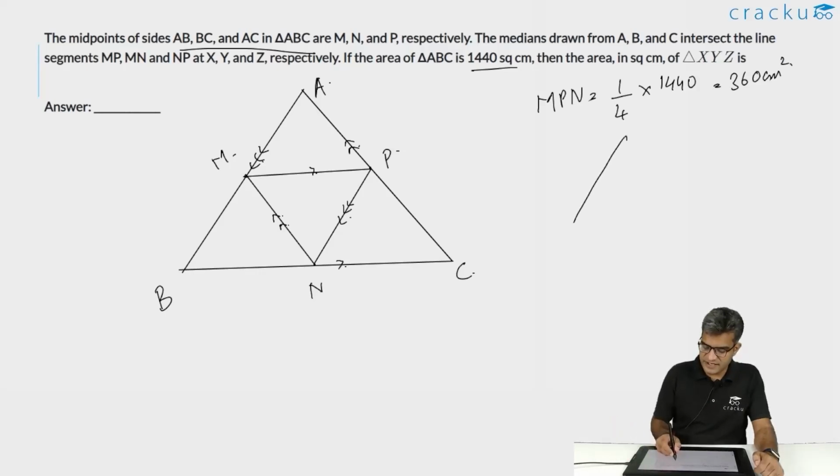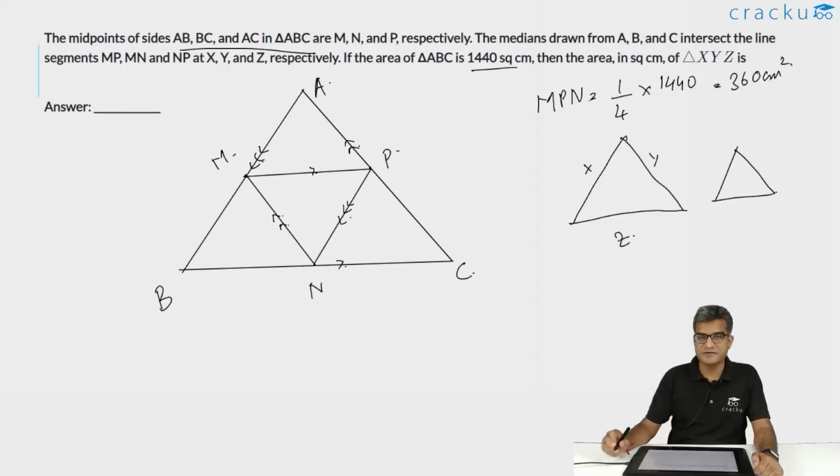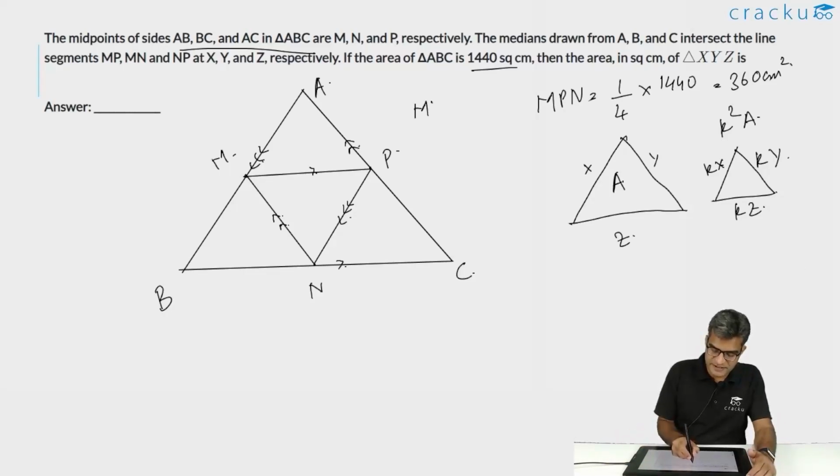Now, if you are given a triangle, if the sides of this triangle are say X, Y and Z, and if you are given another triangle and if all the three sides are in the same proportion, that is, if one side is a constant k into X, the other side is another constant k into Y, and the third side is a constant k into Z, and if the area of this triangle is A, the area of the second triangle will be k square into A. In this particular case, using the midpoint theorem, we know that MP is equal to 1 by 2 into BC. Similarly, we know that PN is equal to 1 by 2 into AB.